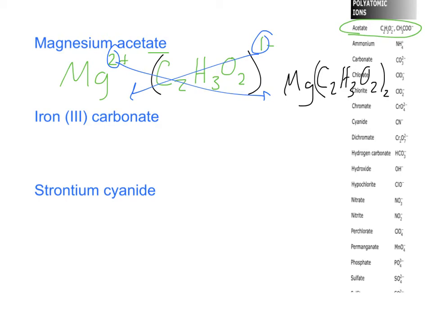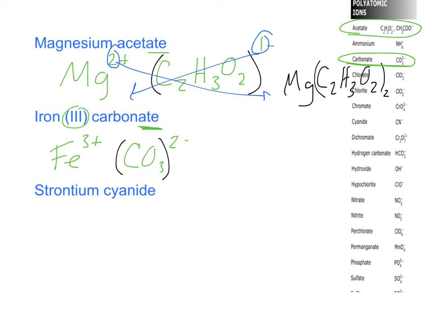Alright, so the next one we have is iron 3. So remember, transition metal, this 3 is your oxidation state, 3+. Carbonate ends in ATE. So I'm looking over here at my polyatomic ion chart. I see that carbonate is a CO3 2-, so I'm going to write CO3 2-. Let's go ahead and put our polyatomic ion in parentheses, and let's go ahead and cross these. So we end up with Fe2 (CO3)3.